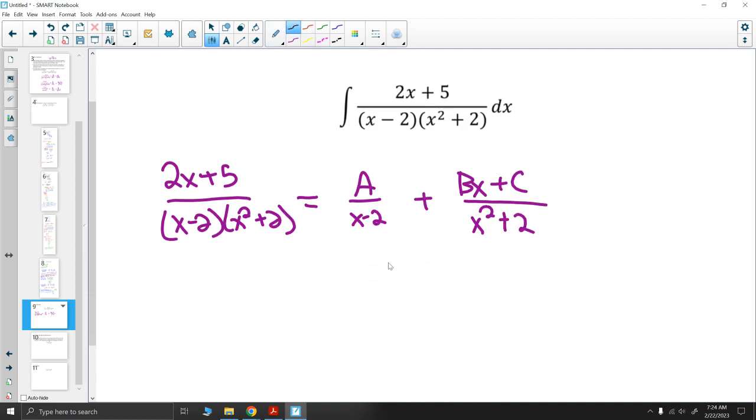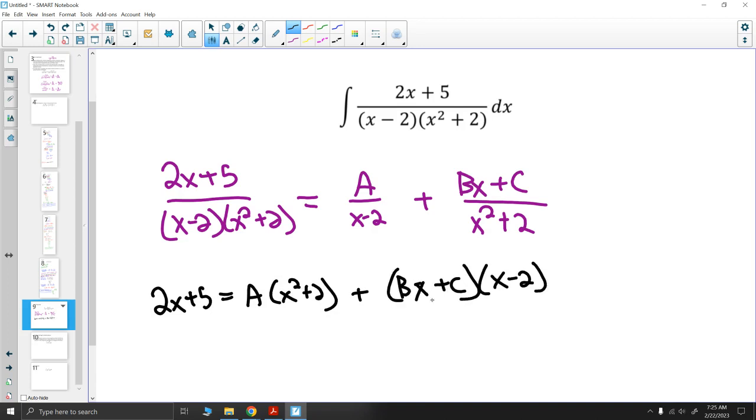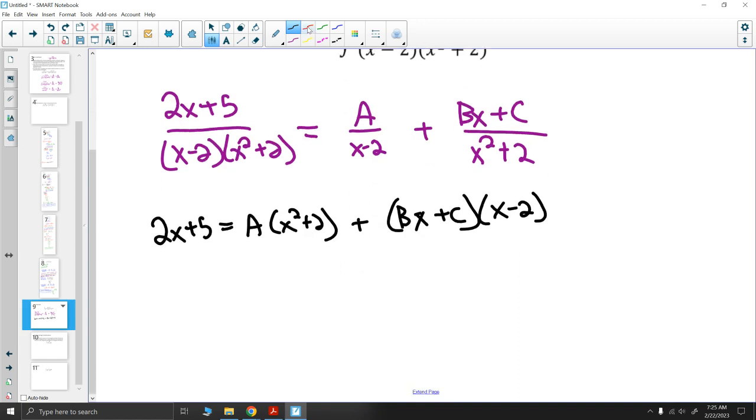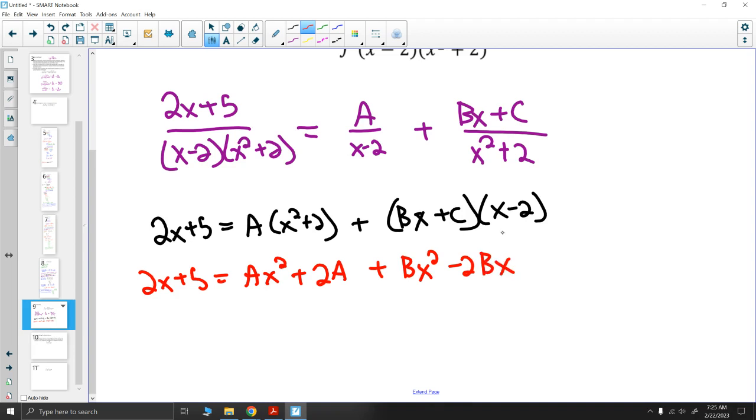Okay, so same steps as before. We're multiplying everything by x minus 2 and x squared plus 2. We get 2x plus 5 is equal to A times x squared plus 2, plus bx plus c times our x minus 2. So we are multiplying that whole thing there, so be careful of that. A common mistake is students will just have c times it. That's not the case. All right. So 2x plus 5 is equal to ax squared plus 2a, plus bx squared minus 2bx plus cx minus 2c.